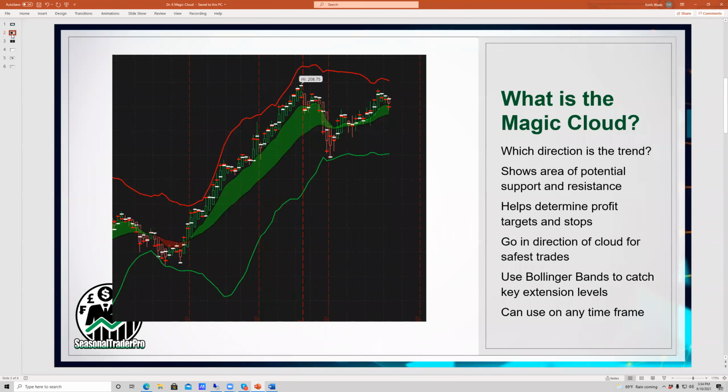And you can see on the screen kind of what it looks like there. Again, we will get to some live screen time. I'm not a big PowerPointer, even though I'm a professor at heart, because I like to show live action. But the Magic Cloud is going to do a few things here.